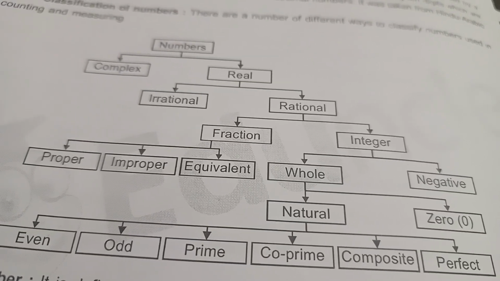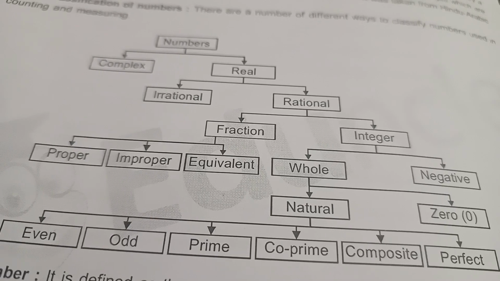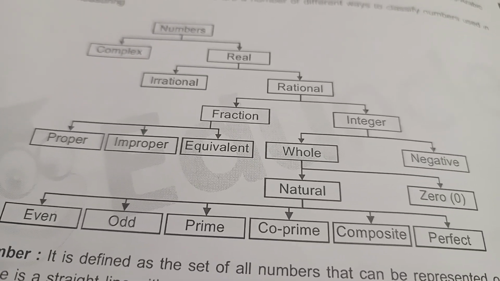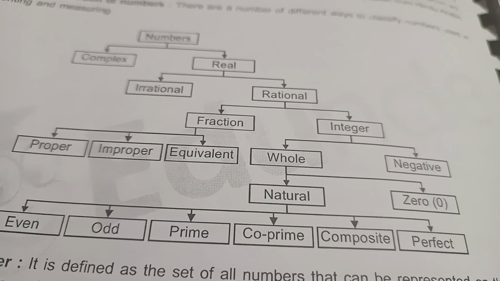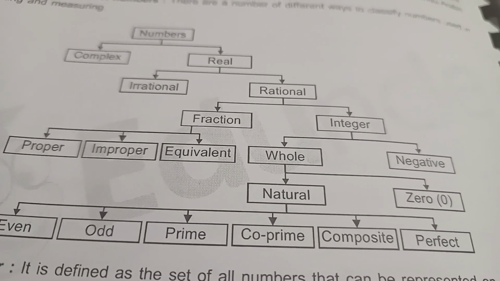And then whole is natural. It can be divided into even, odd, prime, co-prime, composite and perfect numbers. Whole numbers can be divided into two types, that is natural or zero.